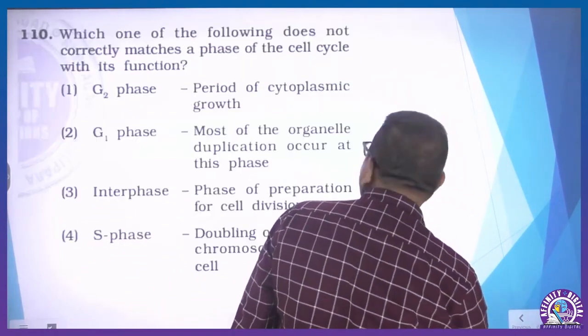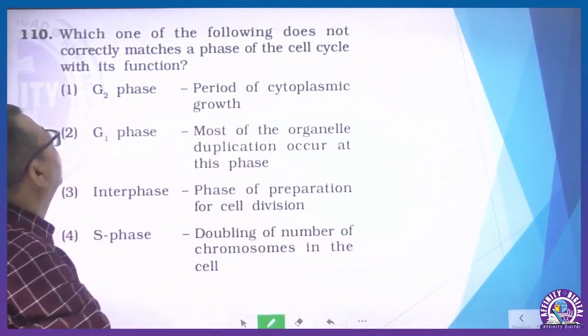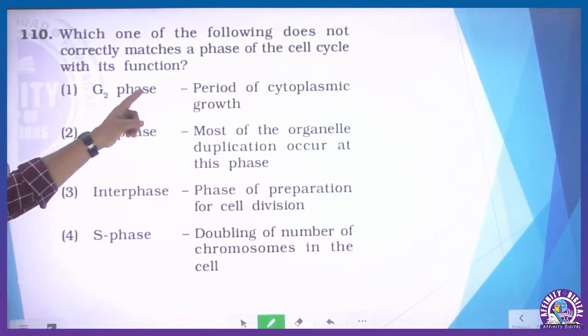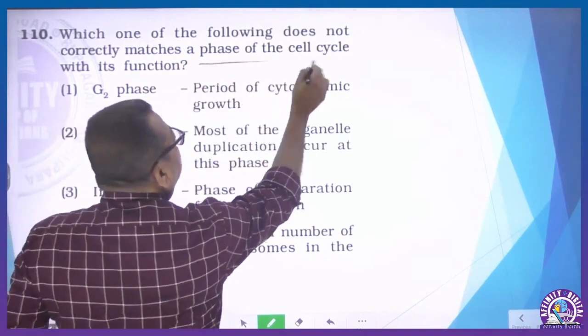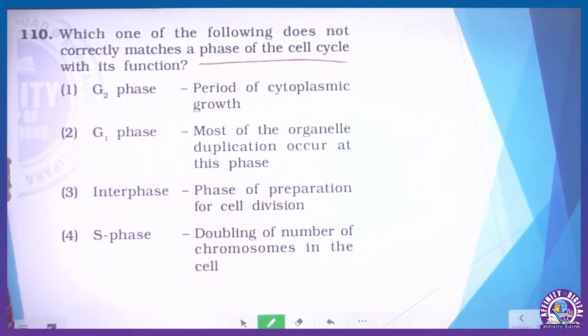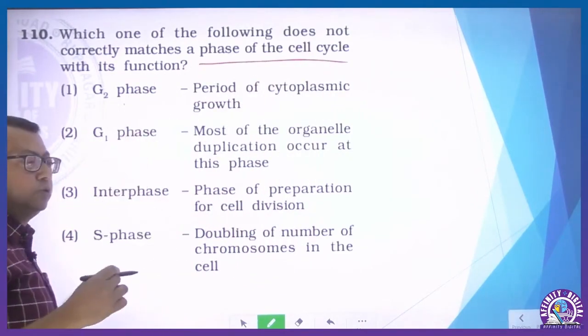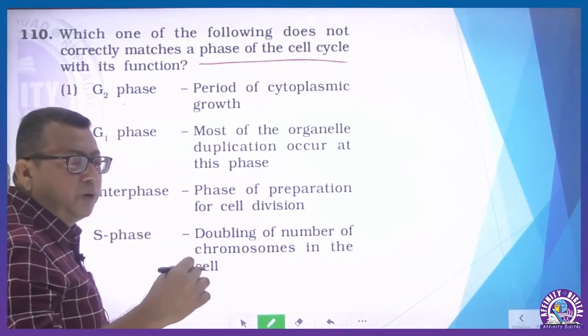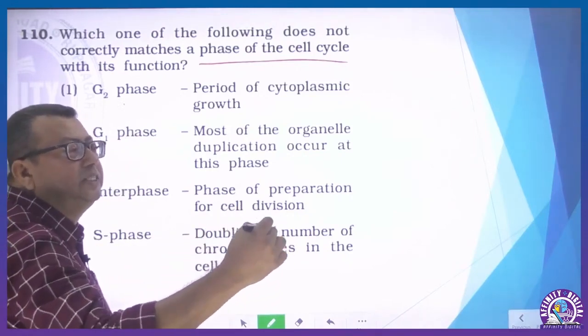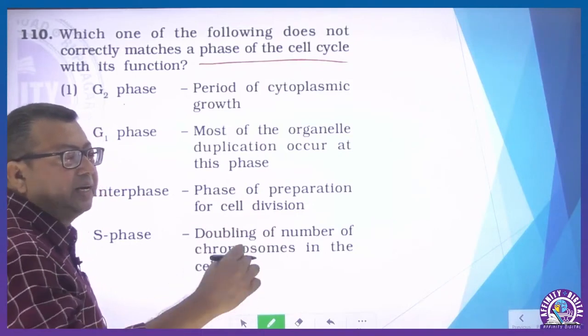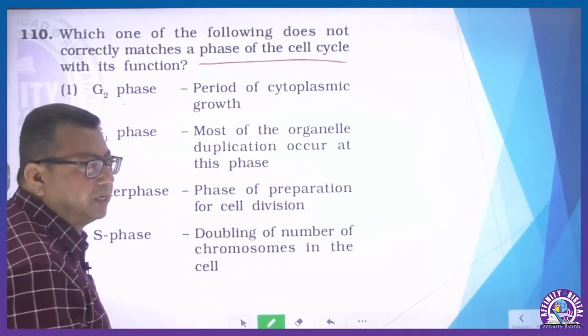All right, next question 110. Which of the following does not correctly match a phase of the cell cycle with its function? G1, S and G2 together make up interphase. Interphase is followed by M phase.